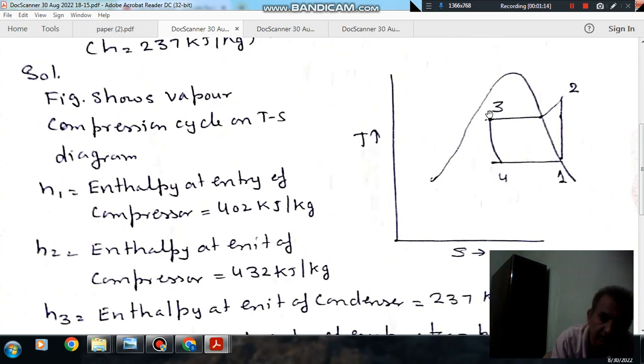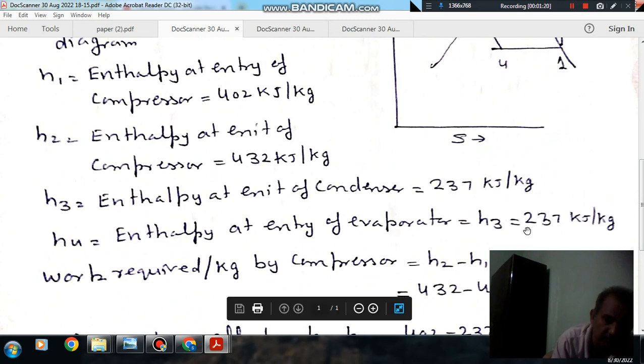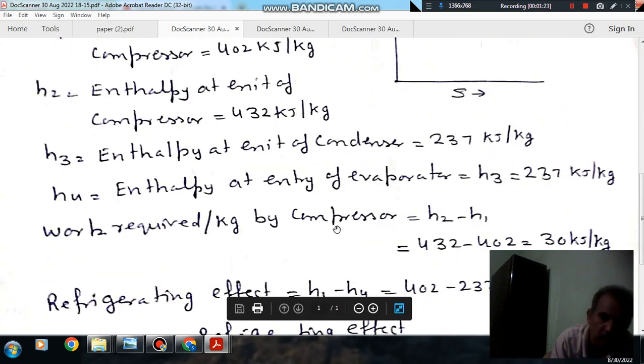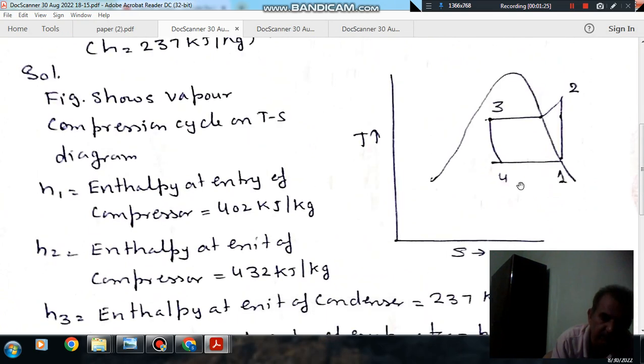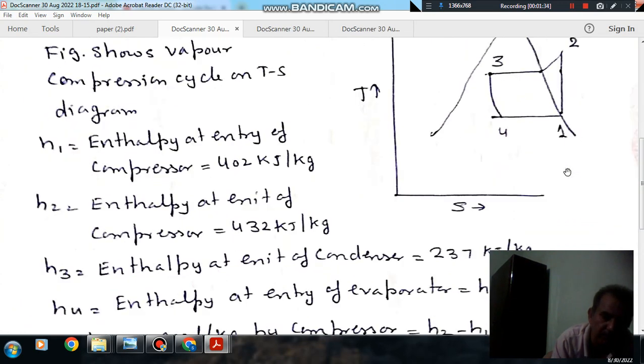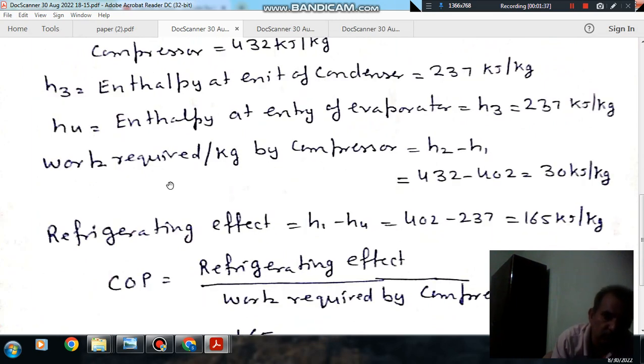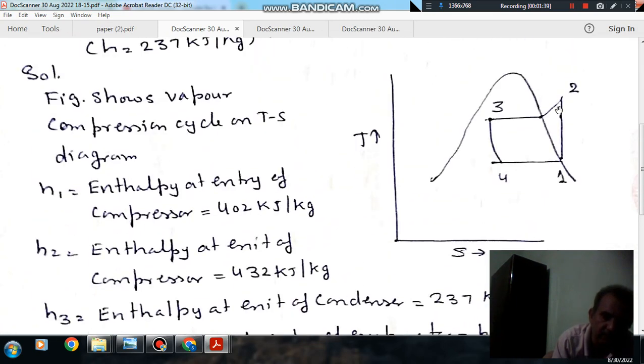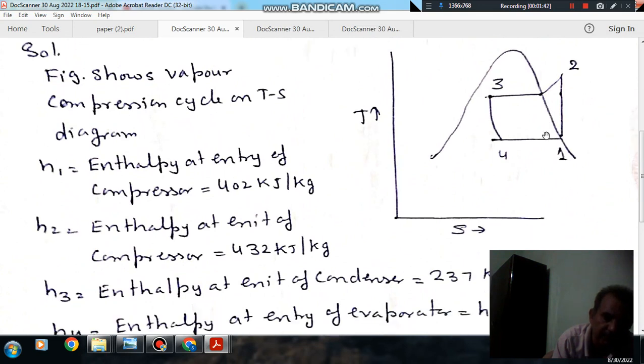Now we know that in a vapor compression cycle, H3 is equal to H4, so the enthalpy at the inlet of the evaporator is also the same, that is 237 kilojoule per kilogram. The work required by the compressor per kg is H2 minus H1, and the refrigerating effect is H1 minus H4, since this is the evaporation process. So the refrigerating effect will be H1 minus H4, and the work done will be H2 minus H1.